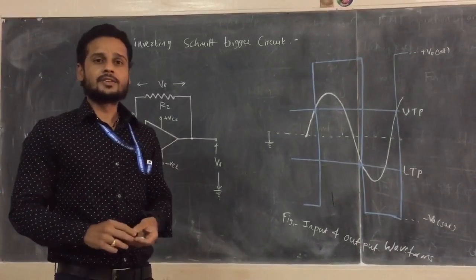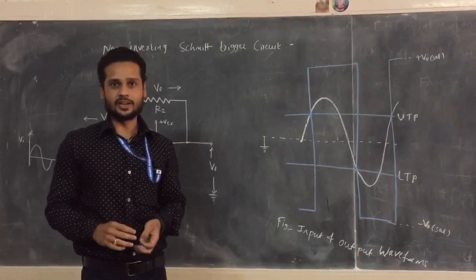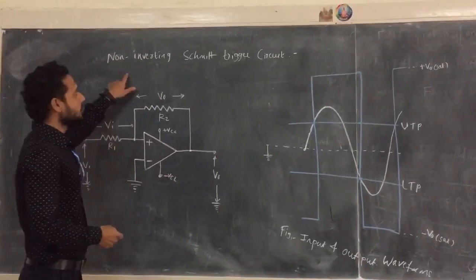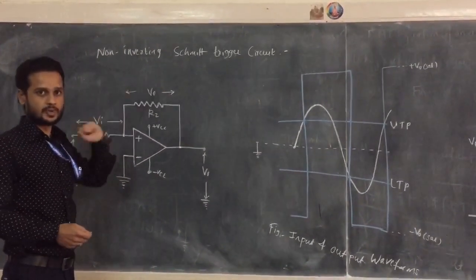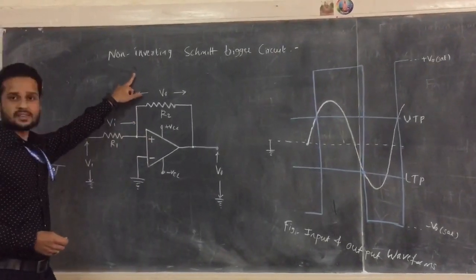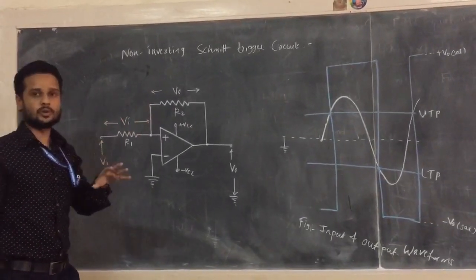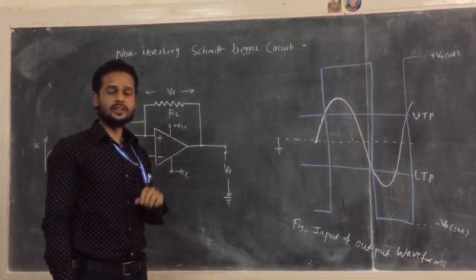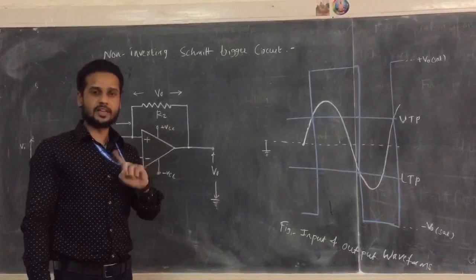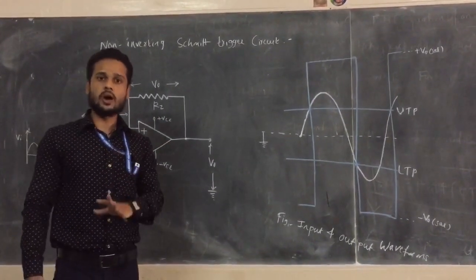Hello everyone. So I am here to discuss the follow-up concept of the inverting Schmitt-Trigger circuit, that is the non-inverting Schmitt-Trigger circuit. While discussing the inverting Schmitt-Trigger circuit in the previous video, we proved how it is possible to convert a given analog signal to a square wave. So that is the conversion from analog input to digital output.